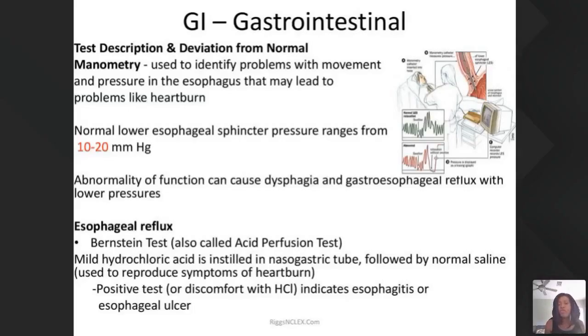Just like I mentioned earlier, we may sometimes cause a heartburn. I told you I was going to talk about that. So that is what we're doing. If the patient has that excess acid, then we know they're at risk for heartburn. If it's positive, where they're very uncomfortable with that hydrochloric acid, then they may have esophagitis, inflammation of the esophagus, or they could have ulcers. Then they need further testing. So that's the esophageal reflux test.